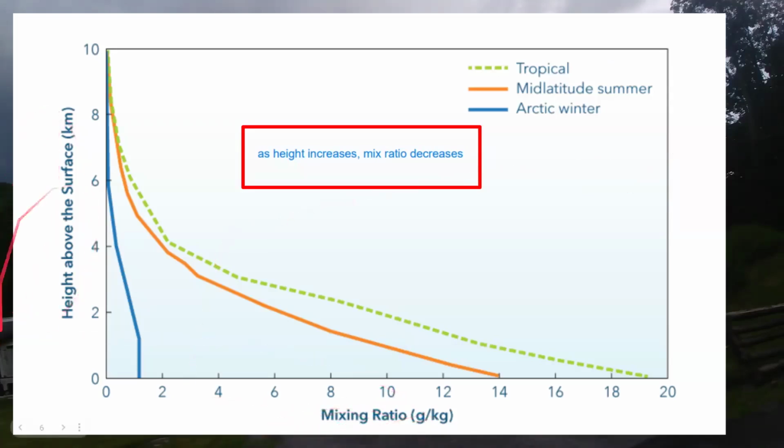We have height above the surface on the y-axis. The way we want to look at this is not as mixing ratio increases, but as height increases. So as height goes up, the mixing ratio goes down. That can be a little tricky looking at it this way. It's almost like reverse, because usually we'll look at this and see what this does.